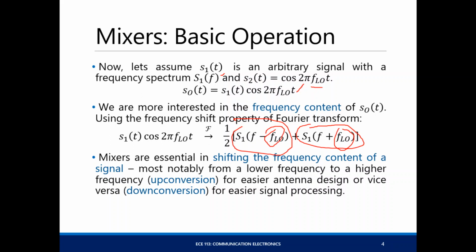As we can see in this operation on the screen, it leads to up conversion for easier antenna design. That's why we do this. Or down conversion for easier signal processing. So recall that if we move higher in frequency, it gets harder to design filters to process the signal. However, if we use lower frequencies, the antennas that we're going to use are actually very large. That's why we have mixers in between some IF, intermediate frequency, and some RF, radio frequency.